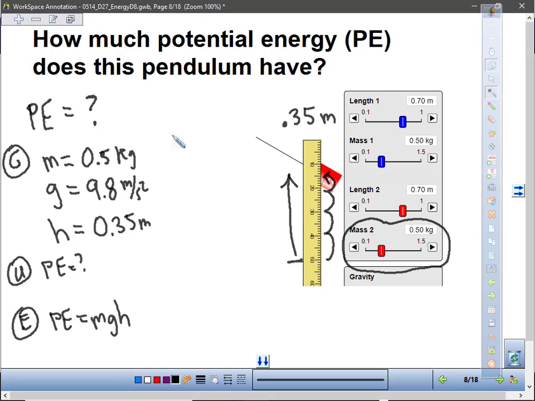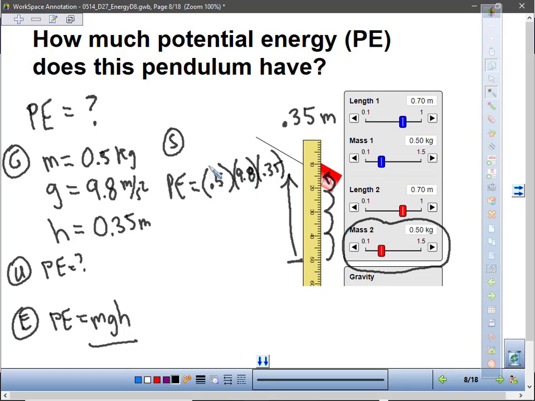And then S, substitute. So I'm going to take this equation and substitute in. Potential energy equals, so what's my first number? It's M. M is 0.5. And then what's my second number? It's g, and g is 9.8. And what's my last number? It's h, and h is 0.35. So potential energy is 0.5 times 9.8 times 0.35.